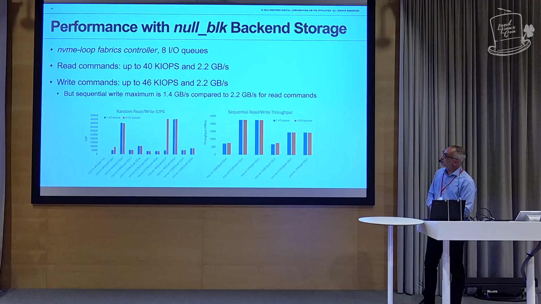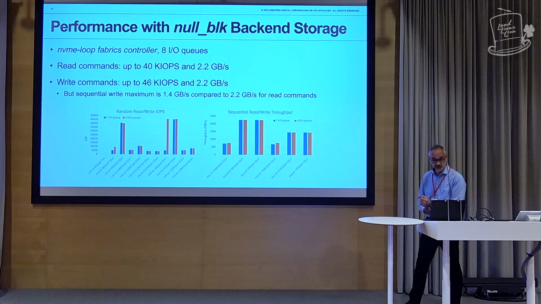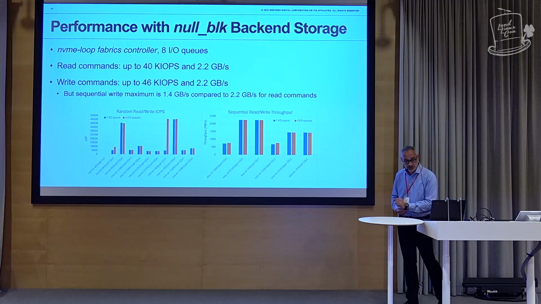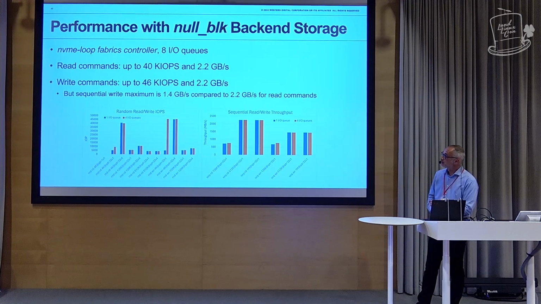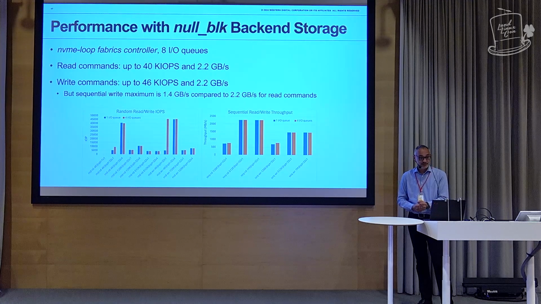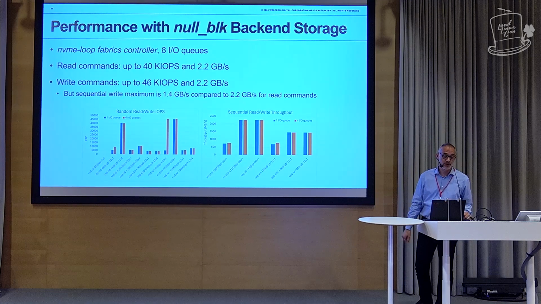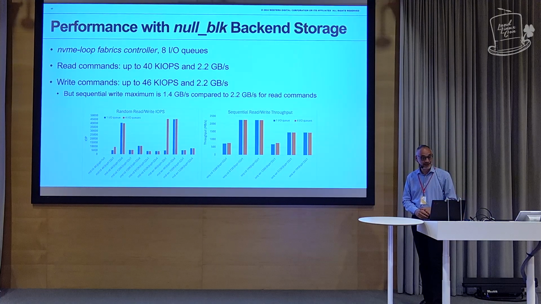And what we end up with, using 8 IO queues for our Fabrics controller, because there are 8 CPUs, 8 cores on this board, so we just simply used 8 IO queues. For read commands, we can go up to 40K IOPS, kilo IOPS, and up to 2.2 gigabytes per second transfer speed. So not bad, definitely not what you can get from any cheap consumer SSDs these days, but still, given that this is all implemented by software, not too bad.